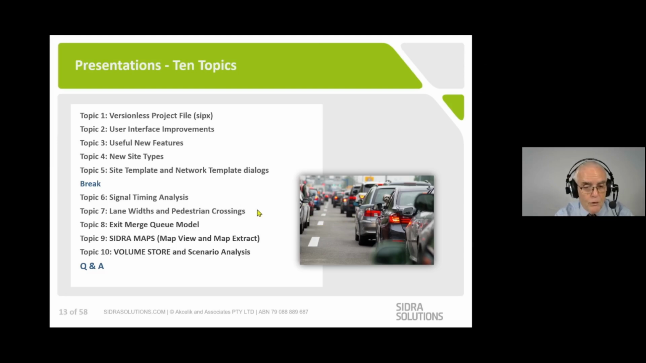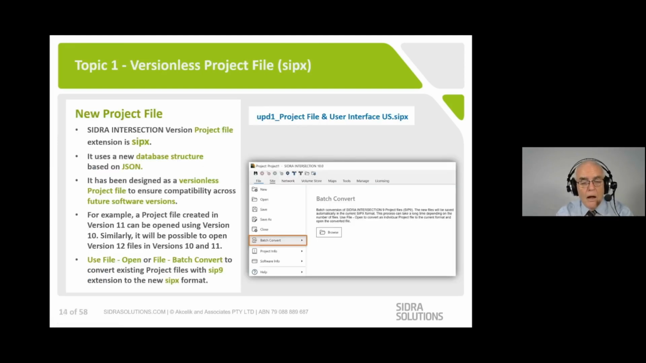I'll start off with the topic about the versionless project file. And this is something we've put a lot of effort into for SIDRA Intersection. In the past, we've had project files specific to the software version. So for example, version 9.1 used a SIP9 file. We've now moved to this sipx extension, and our intention is that this won't change across software versions.